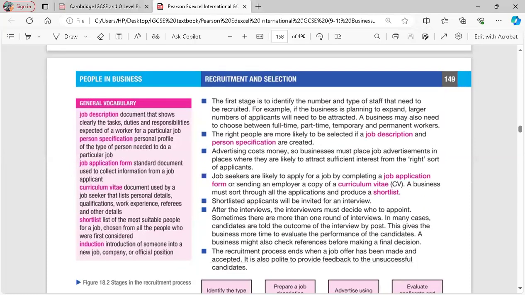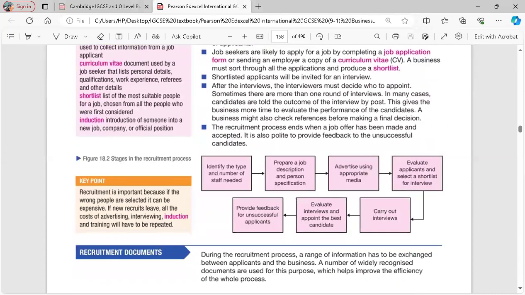Now they said the next one is advertising. So now that you've understood the kind of person you need for the job, let's use the stages they use here. First, identify the type and the number of staff needed. That is vacant positions. Two, prepare a job description and person specification, which talks about the qualification needed and the responsibility of that person when he or she takes up the position. The third stage is advertising using appropriate media. So now that we know the kind of workers we need and the qualification they need to have, we have to decide if we need workers within the business or outside of the business.